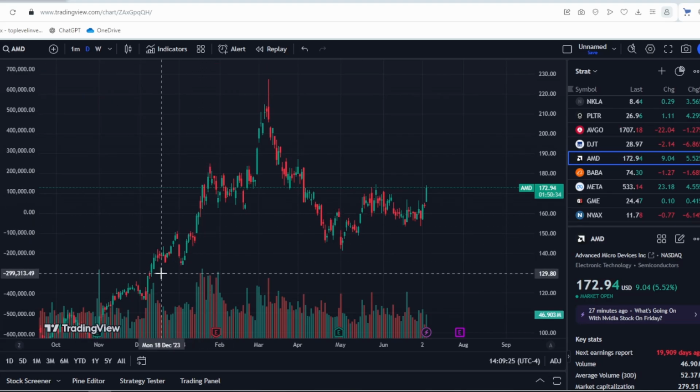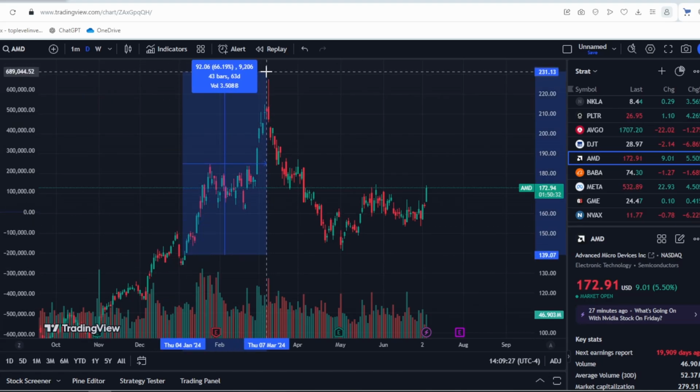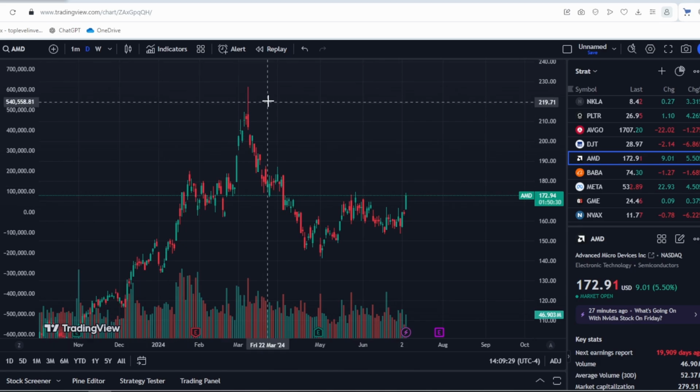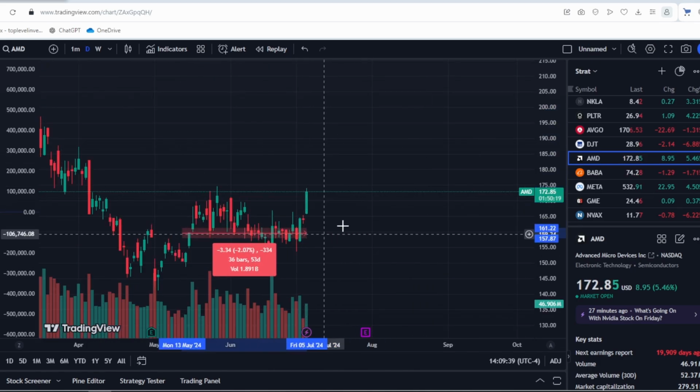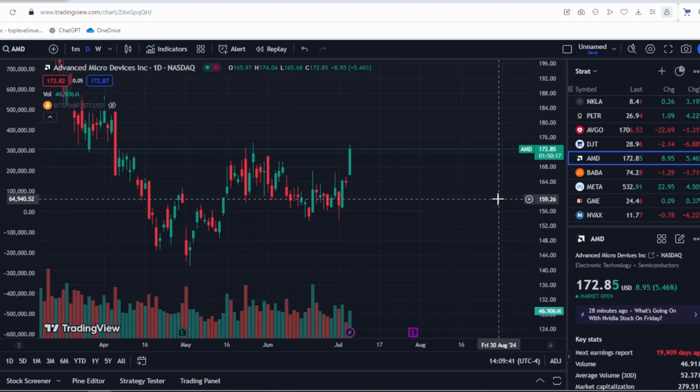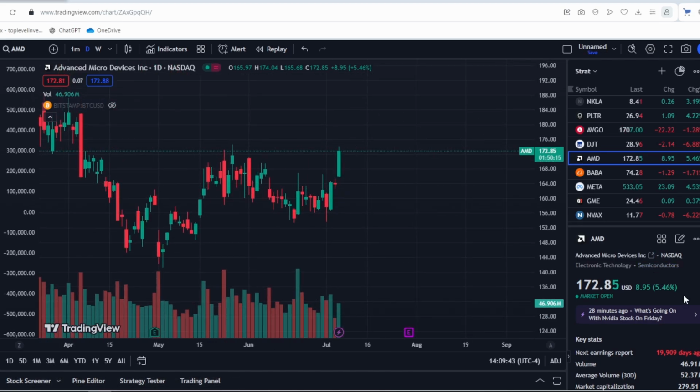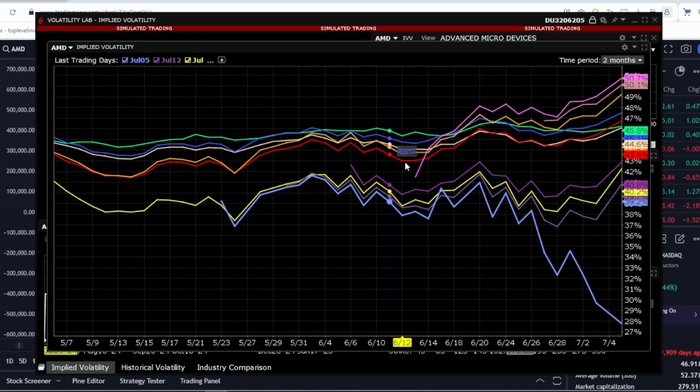After a substantial growth at the beginning of the year, AMD stock rose by 50%, but then it dropped by 30%. For the past several months, it has been in consolidation for almost 50 days. Today, however, it experienced a 5.5% increase. Now let's look at the options market and see what it can tell us.